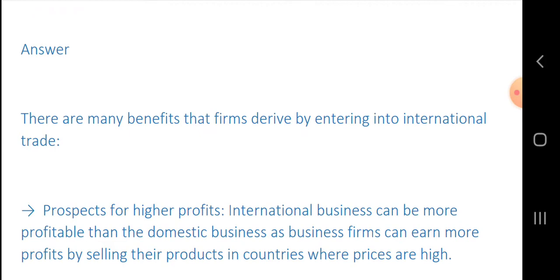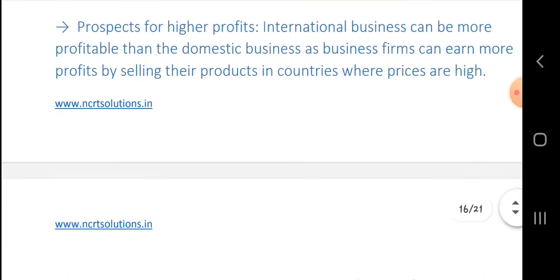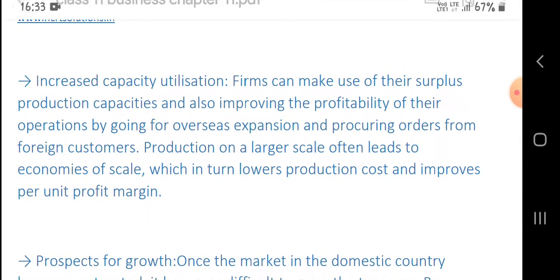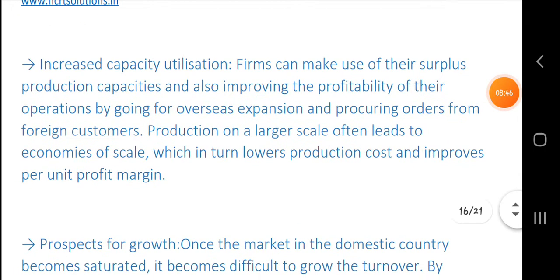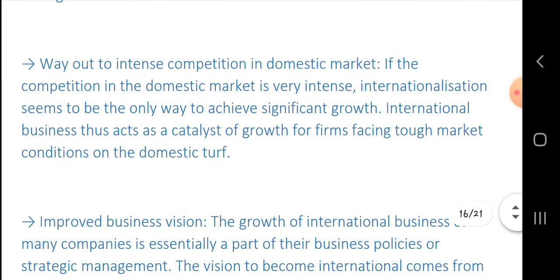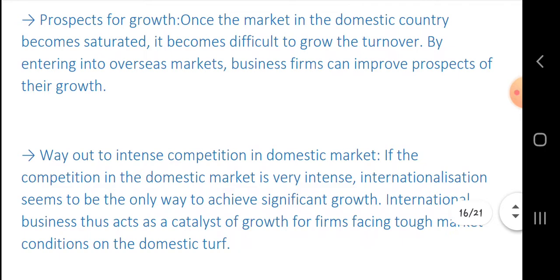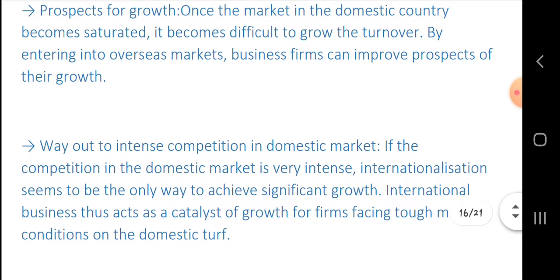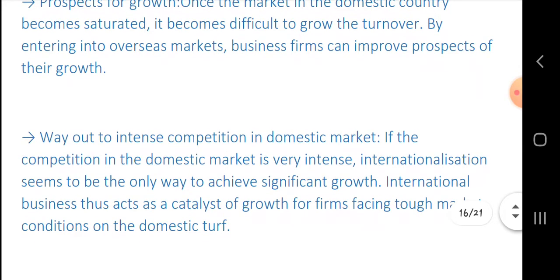Next, what are the benefits of international business? International business can be more profitable than domestic business, as business firms can earn more profit by selling their products and by increasing capacity utilization. Firms can make use of their surplus production capacity and prospects of growth. Once the market in the domestic country becomes saturated, it becomes difficult to grow the turnover of the company. By entering overseas markets, business firms can improve the prospects of their growth.